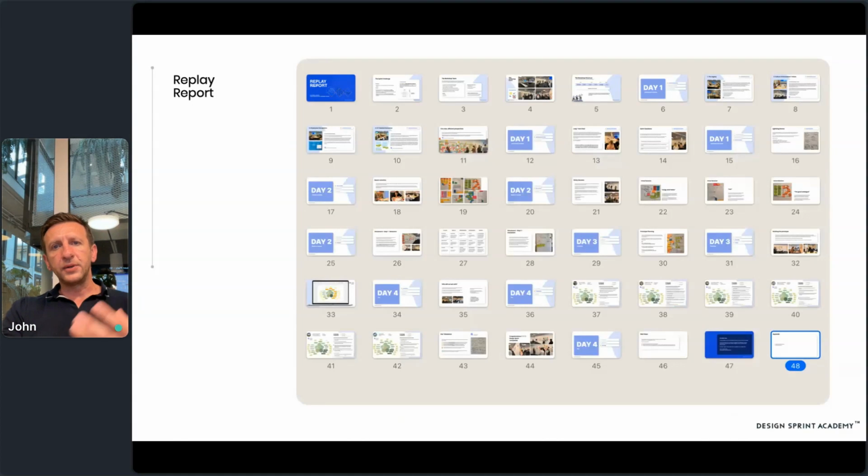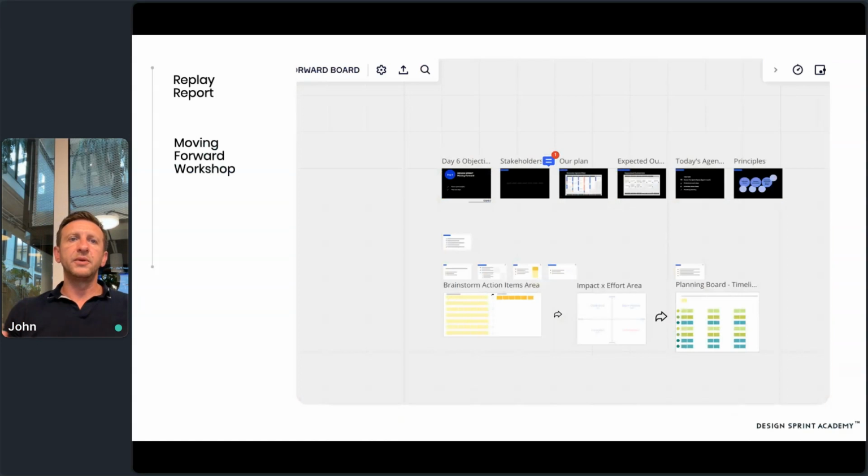And then what we do in many cases, we run a moving forward workshop where we re-engage those decision makers, those stakeholders, and we have them look at the outputs of the design sprint so they can create an action plan of implementation based on the findings from testing. So that's how we can end the sprint.